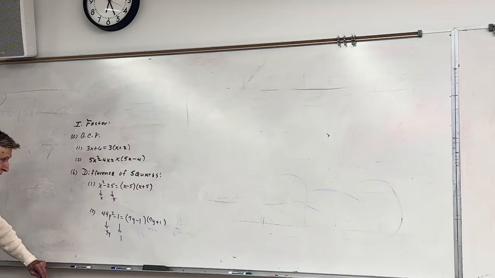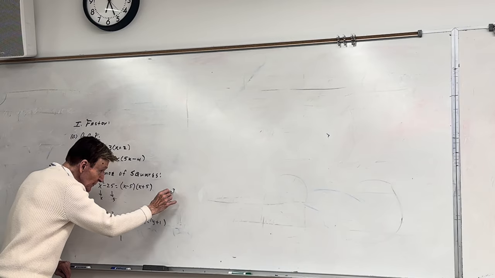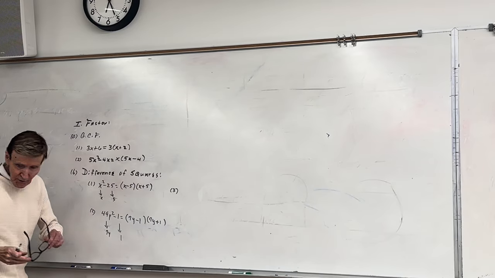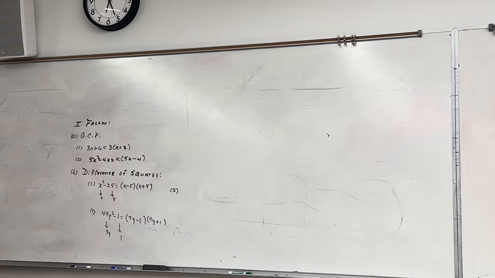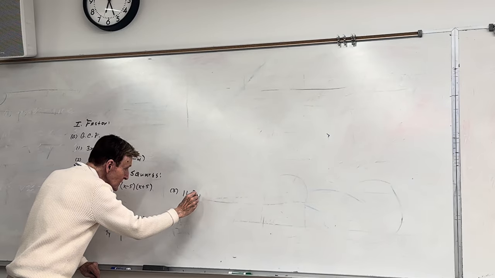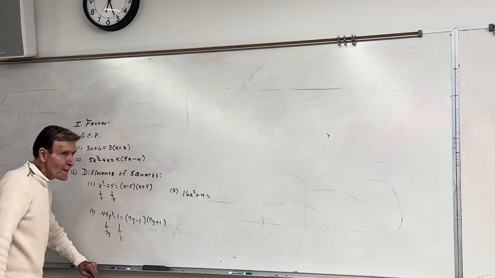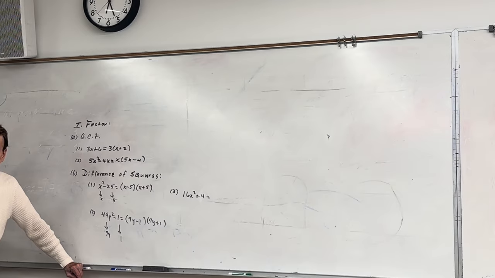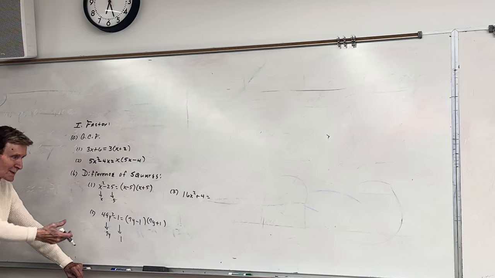Difference of squares. One more, number 3 here, since I'm talking about difference of squares before I move on. Oh yeah, this was a nice one here. 16x squared plus 4. Can I treat this as a difference of squares? Cannot. What's wrong with it? Why should it not be in this category? I see a plus sign. I don't see a minus, so I can't use this little process called difference of squares.